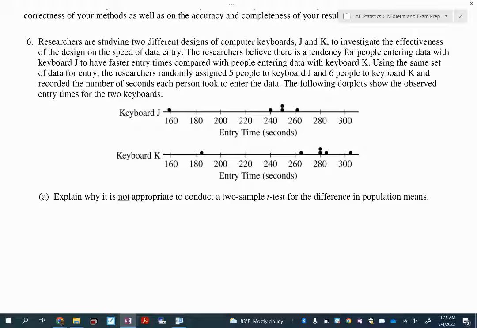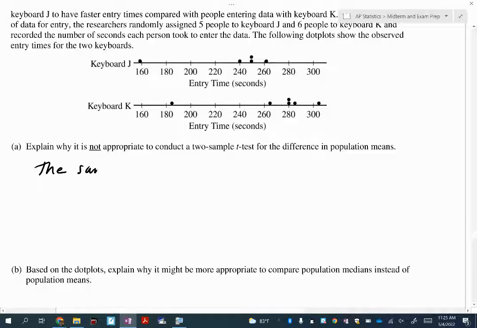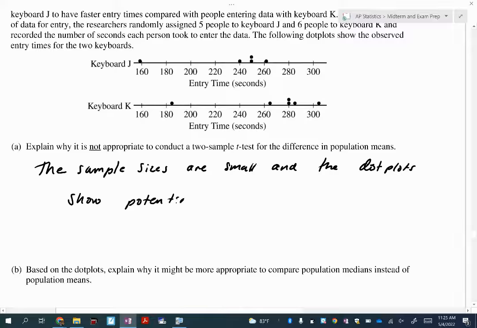So in question A, when it says, explain why it's not appropriate to conduct a 2-sample t-test for the difference in population means, my first thought is, well, the sample size is extremely small, right? So the sample sizes are small, so we would like our sample sizes to be larger than that. And the dot plots show potential outliers in both data sets. Okay, so that would tell me that it's not appropriate to conduct a 2-sample t-test for the difference in population means.